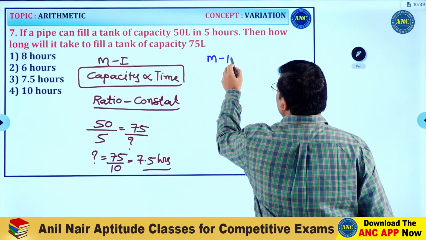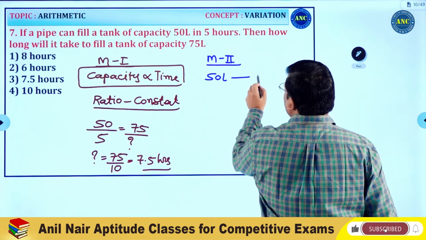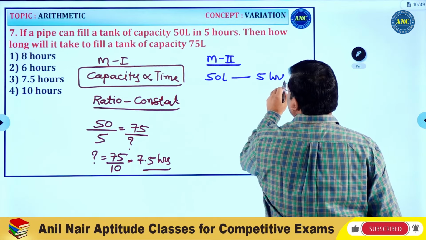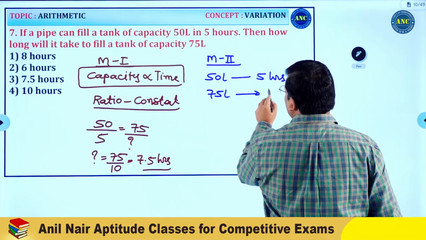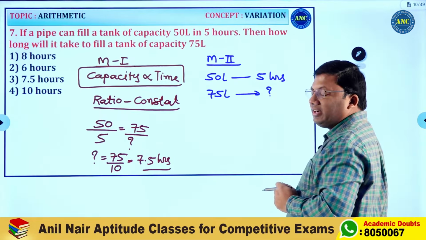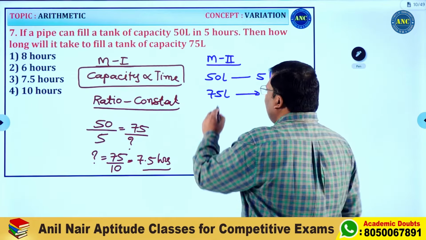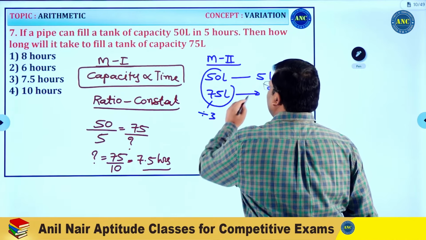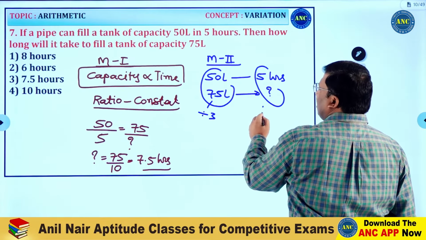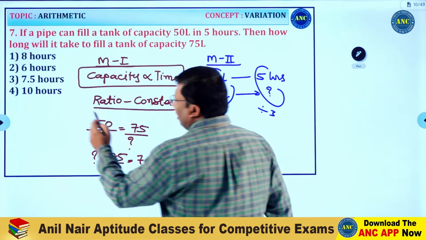Let us see. Method 2. Capacity 50 liters in 5 hours. 75 liters in how many hours? Now if you see here, 50 and 75, one number is divisible by 3. Here also, the answer should be divisible by 3.